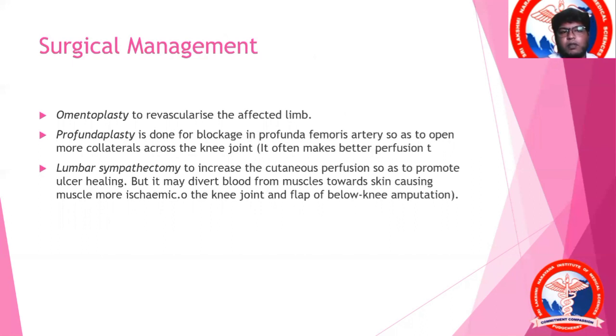Surgical management. Omentoplasty to revascularize the affected limb. Profundoplasty is done for blockage in profunda femoris artery so as to open more collaterals across the knee joint. It often makes for better perfusion. Lumbar sympathectomy is done to increase cutaneous perfusion so as to promote ulcer healing, but it may divert blood from muscles towards skin, causing muscle to become more ischemic, and flap of below knee amputation.